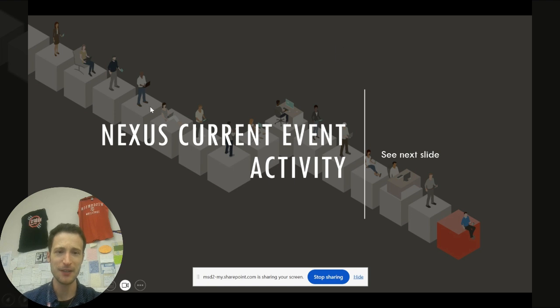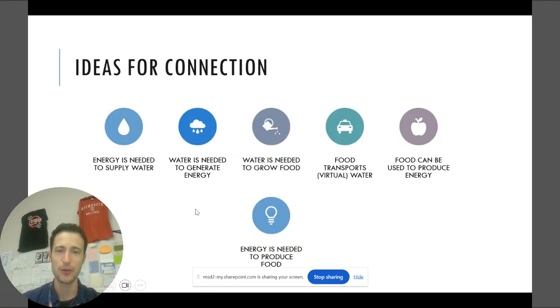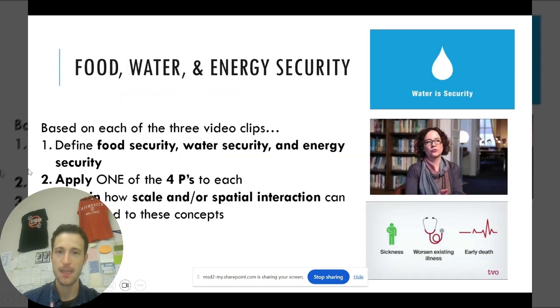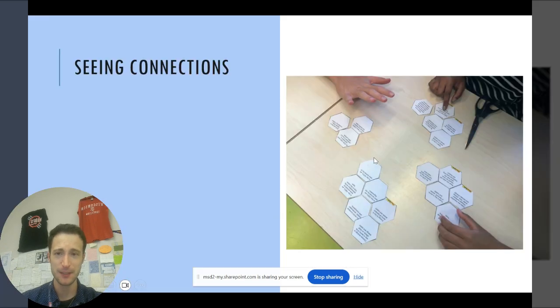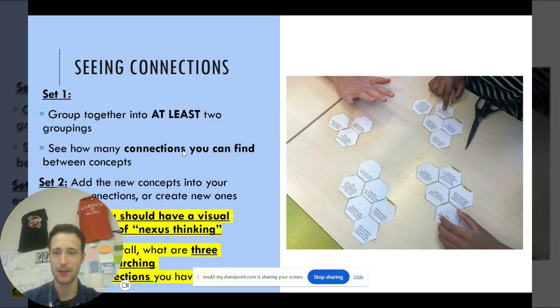There's a current event activity I did, and I can't remember. Oh, you went and found a current event that you thought was related to it. Here's some ideas for different types of connections. There were some video clips that we actually didn't use. We did the hexagonal thinking activity. I'm hoping that you took a picture of it, or at least wrote down some key takeaways about how they connected. There they are again, right there.